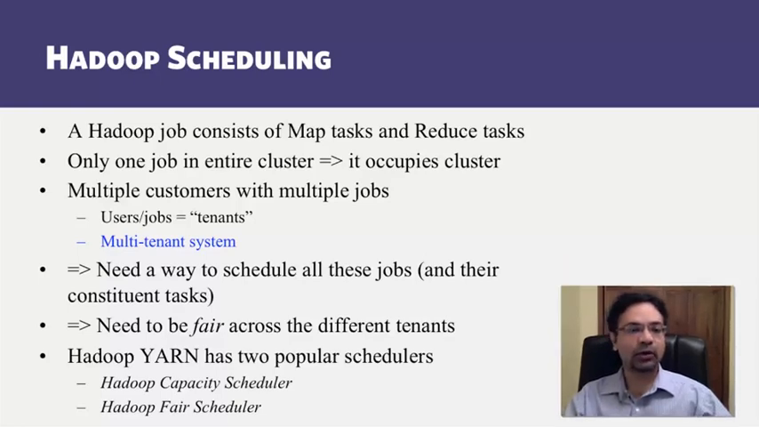And sometimes you want to be fair across the different tenants in your system. You don't want to give one tenant much more resources than another tenant. You do not want to allow one tenant to completely hog your cluster and deny access to the cluster to the other tenants. So Hadoop Yarn has two schedulers that are very popular with installations today, the Hadoop Capacity Scheduler and the Hadoop Fair Scheduler. We'll discuss the Capacity Scheduler first and then the Fair Scheduler.